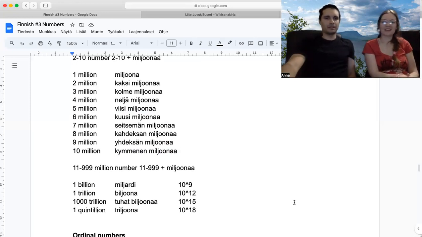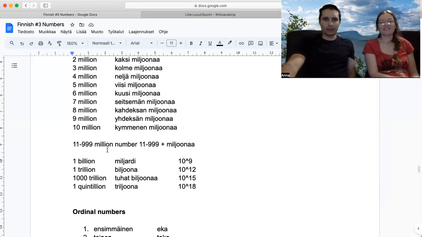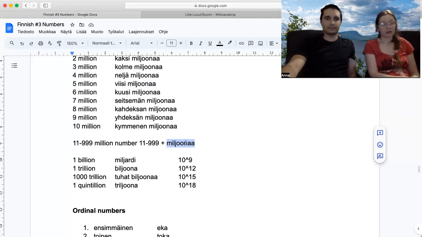So from 11 to 999 million, it's just like this, and you already know every single number, how to say it, because we have given you the tools. So just put the number 11 to 999 plus miljoona. And whatever number you want.